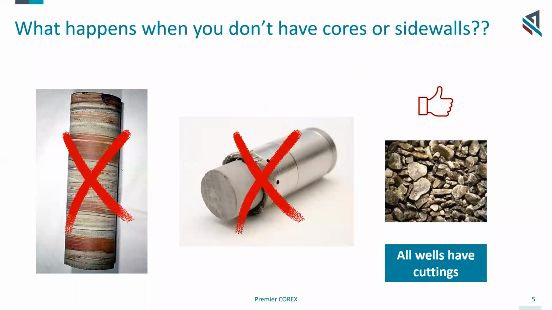So basically, we're posing the question: what happens when you don't have traditional core material? You don't have sidewalls, particularly rotary sidewalls, which are becoming more and more popular. The acquisition of both core and wireline sidewalls is often considered an expensive operation. But all wells have cuttings, and have had since we've been drilling over time.